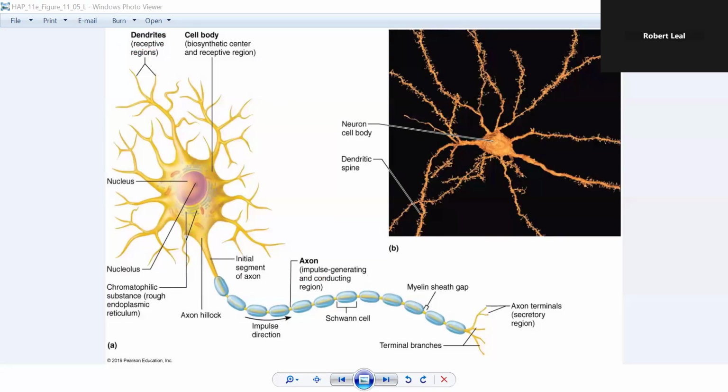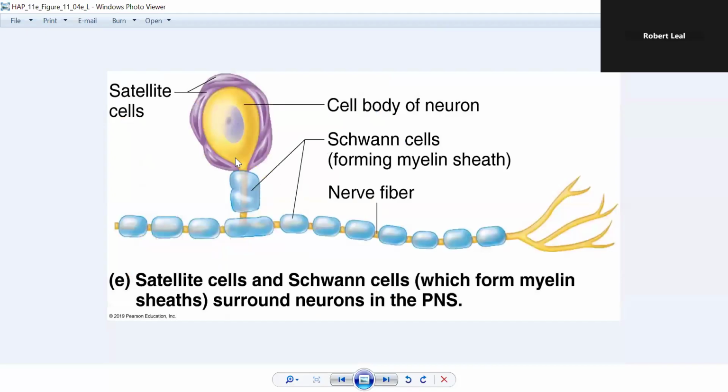In the previous picture, this one looks like it has only one process coming off the cell body, even though it's actually more than one. Here's the cell body. Here's the process. So this one in general is referred to as a unipolar neuron. Uni indicating it looks like there's only one process coming off the cell body, even though it's technically more than one. So another way you can refer to it is a pseudo unipolar neuron. Pseudo means false. Okay?